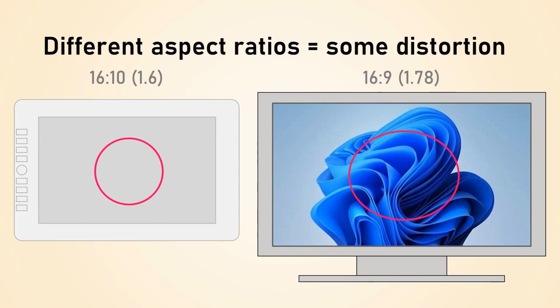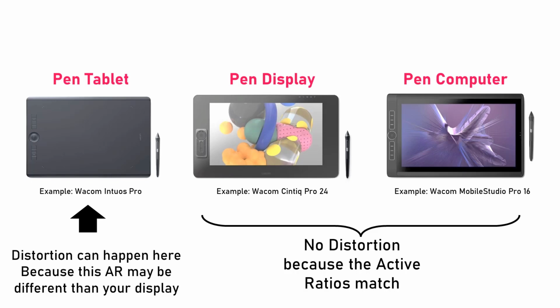This means that drawing a circle on the pen tablet will result in an oval being drawn on the display. I mentioned earlier that this distortion only happens with pen tablets and not with pen displays and pen computers. Let's understand why. The reason is simple. Pen displays and pen computers come with an embedded display. The size and dimensions of this embedded display exactly match the active area of pen displays and pen computers. Therefore, their aspect ratios match. Therefore, there will be no distortion.